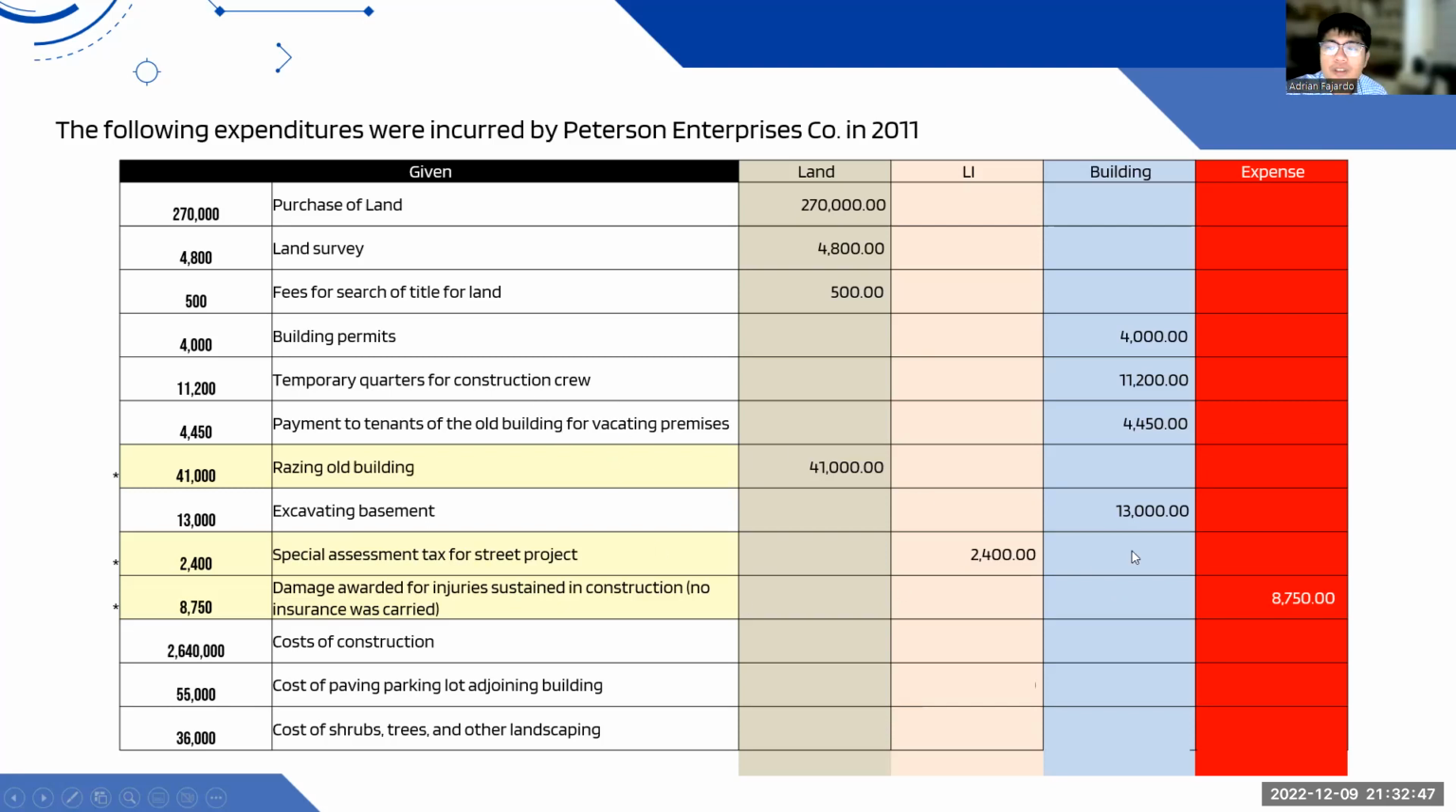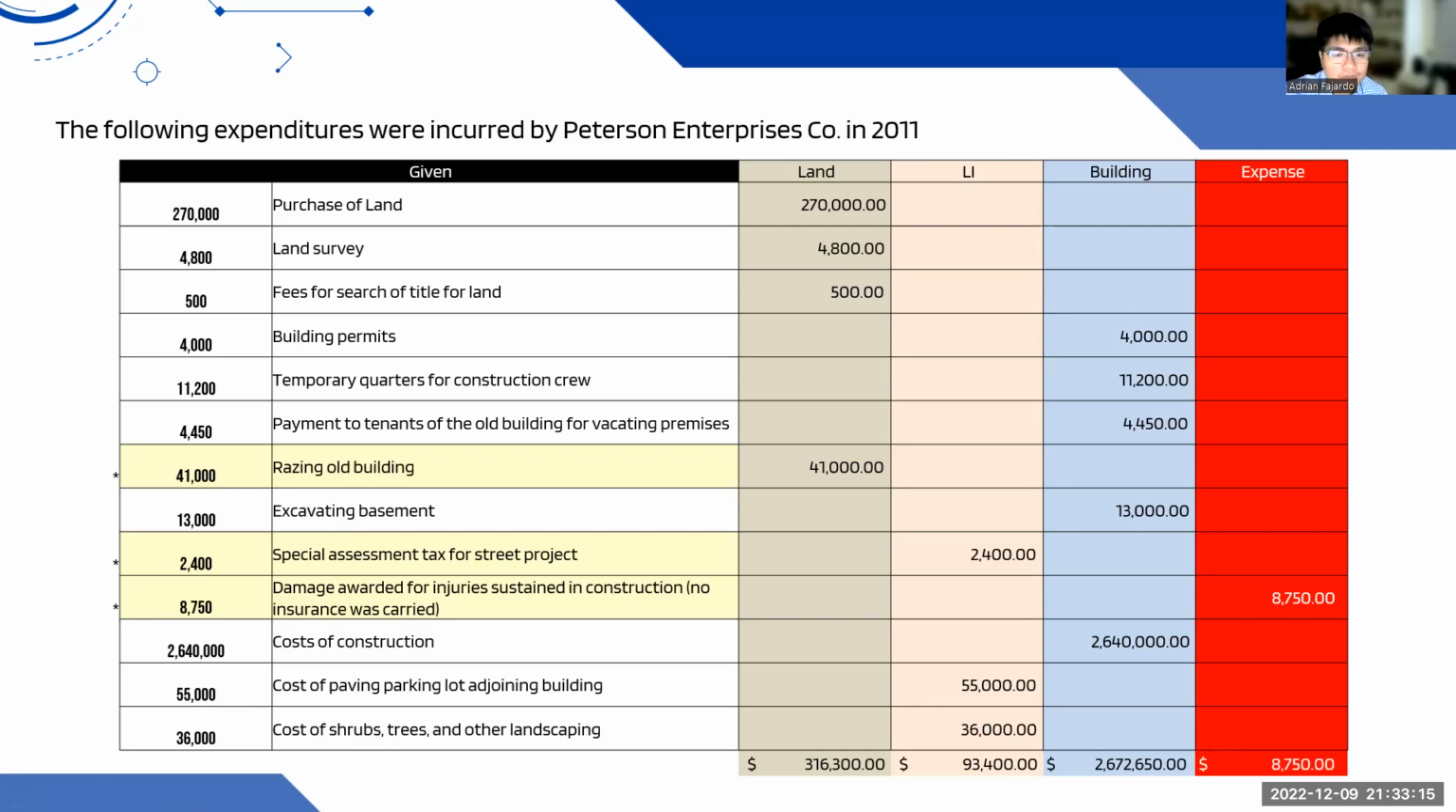Last three. Cost of construction, definitely building. Parking lot, land improvement. And then finally, landscaping, land improvement. So if you add everything together, you'll have 316,300 for land, 93,400 for land improvement, 2,672,650 for building, and then you have an expense of 8,750.